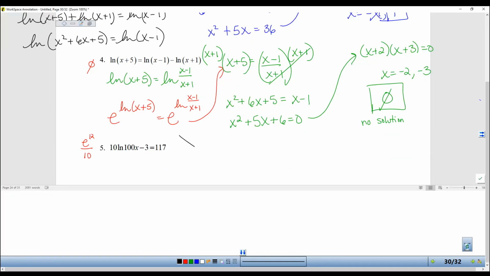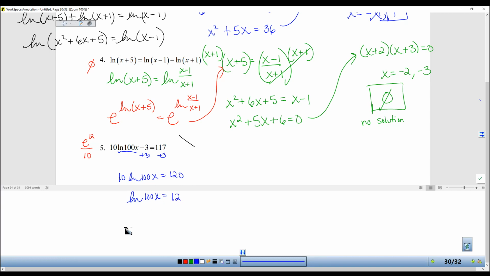And number 5. So we're back to an example where we're going to just get this natural log of x all by itself. That's what I'm looking to isolate. So I'm going to add 3 to both sides. That gives me 10 natural log of 100x is equal to 120. Natural log of 100x, dividing both sides by 10, is 12.